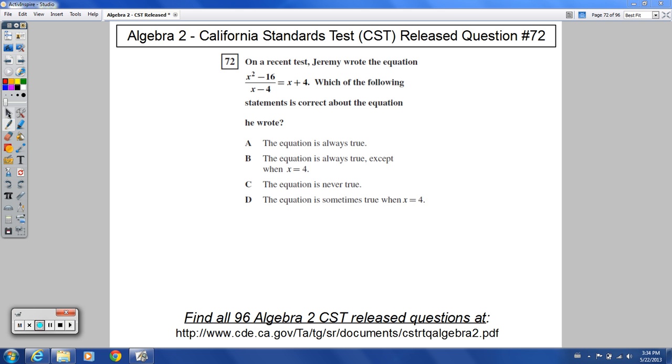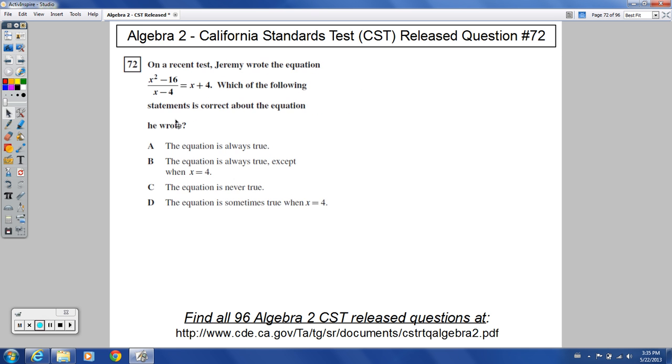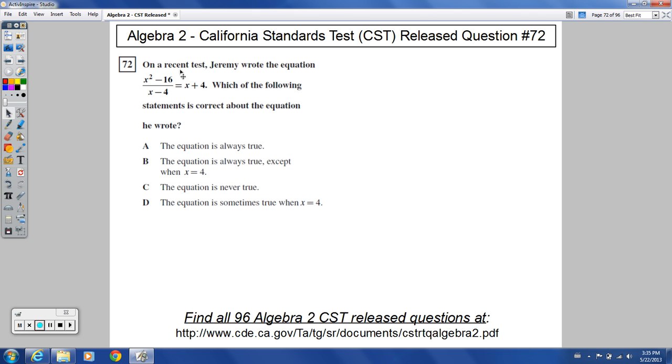Welcome to release question number 72 for the Algebra 2 CST questions. It says this: on a recent test, Jeremy wrote the equation (x squared minus 16) over (x minus 4) equals x plus 4. Which of the following statements is correct about the equation he wrote? And so which one would be correct here?